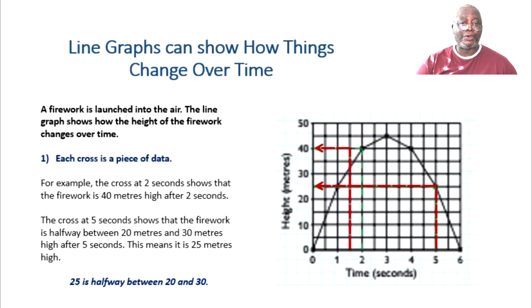Each point is a piece of data. For example, the point at 2 seconds shows that the firework is 40 meters high after 2 seconds. The point at 5 seconds shows that the firework is halfway between 20 and 30 meters high after 5 seconds. This means it is 25 meters high. So that's the example. Look at the graph. The red line shows how the line graph is used to get the information we need.